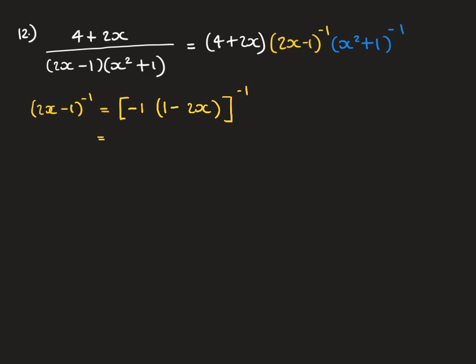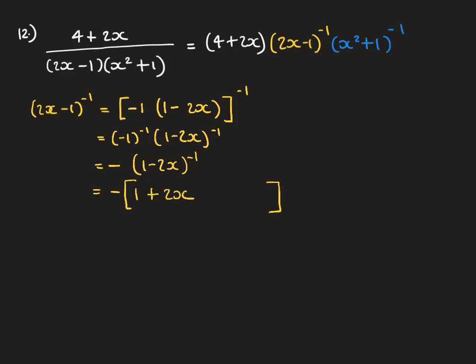So that then gives me negative 1 to the negative 1, 1 minus 2x to the negative 1, which gives me negative 1 minus 2x to the negative 1. So now I need to expand 1 minus 2x to the negative 1, which I'll do. And this gives me 1 plus 2x plus 4x squared. But of course, everything needs to be multiplied by this negative 1 at the start. So that's negative 1 minus 2x minus 4x squared, just for the first three terms.